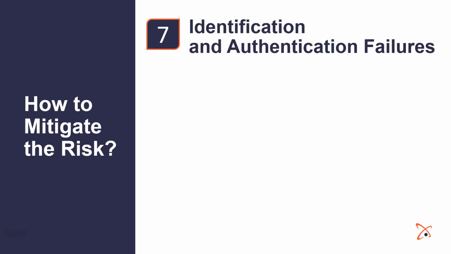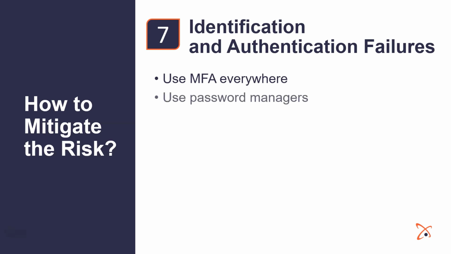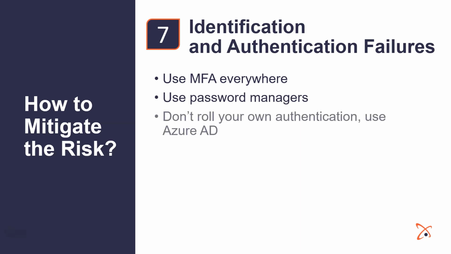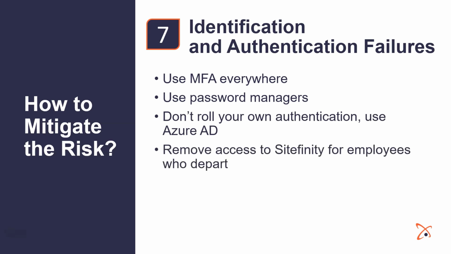Item 7 on the OWASP Top 10 concerns authorization and authentication of the users of the system. Make sure to use multi-factor authentication everywhere you can, including the Sitefinity backend. Use password managers and strong passwords. Don't attempt to roll your own authentication layer. Instead, use Azure AD. And make sure to remove access to the Sitefinity backend for all employees who depart your company.